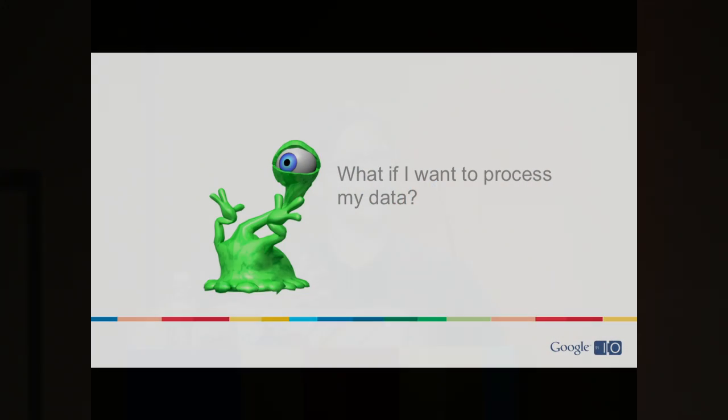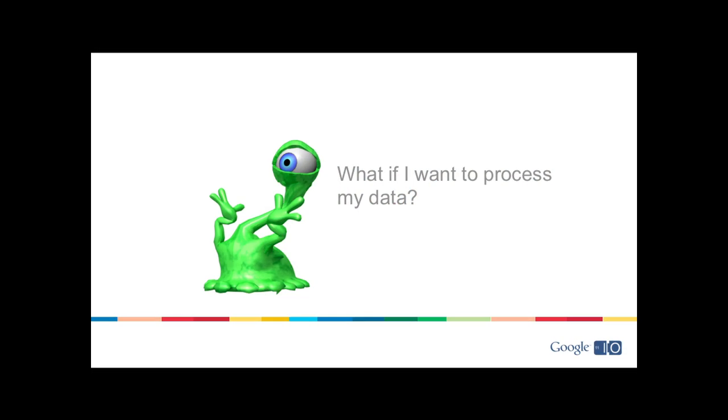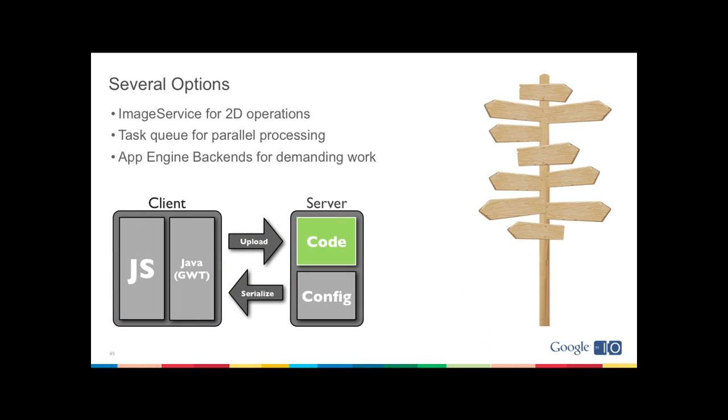OK, so that covers getting data into App Engine. That's great. But there are all sorts of transforms you might want to do on your data. Game data is sort of fraught with all these big data transforms that you need to do. So what's available for that? There's several different options depending on the type of data you want to process.